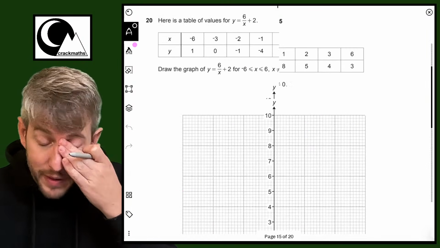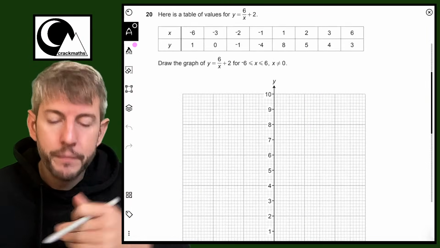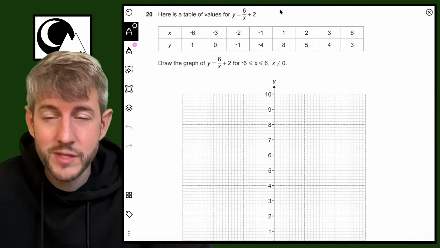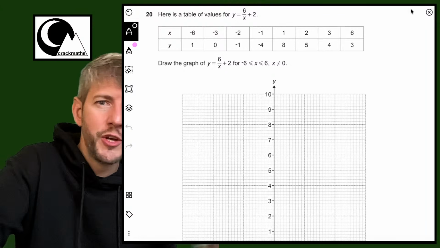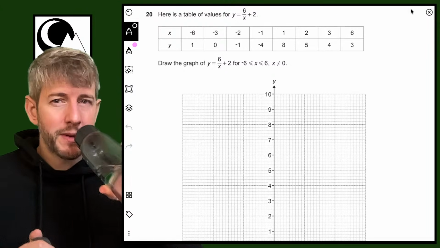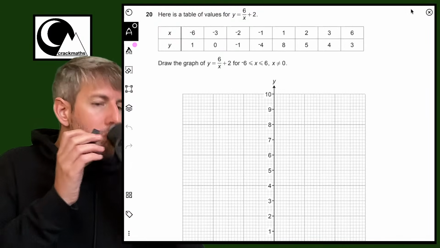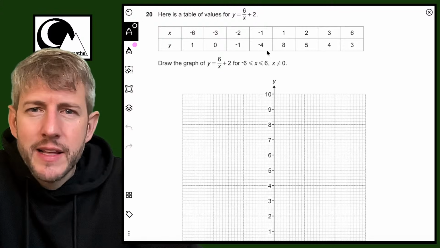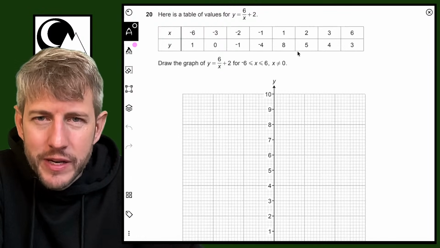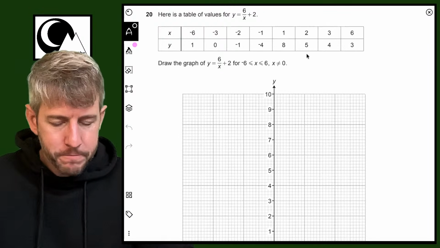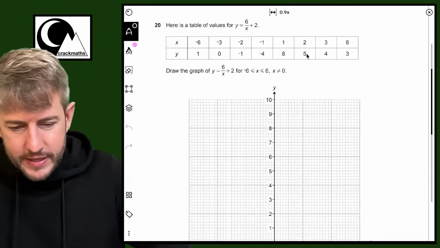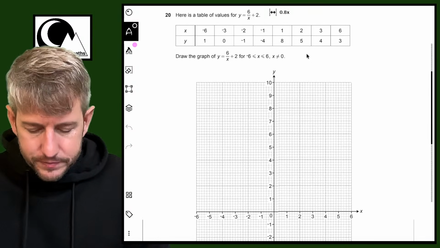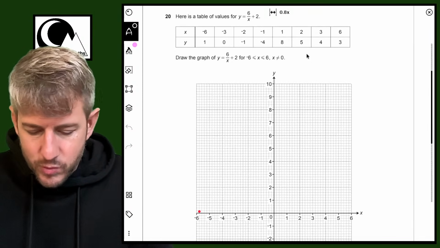Here we go, we've got a table for a graph. The graph this time is y equals 6 over x plus 2. We can see what this does. Well, we actually don't need to see what it does. We can just plot it, because that's all they've asked us to do. I'm just going to have to shrink this a second. So draw the graph of this. We've got x is minus 6, y is 1.